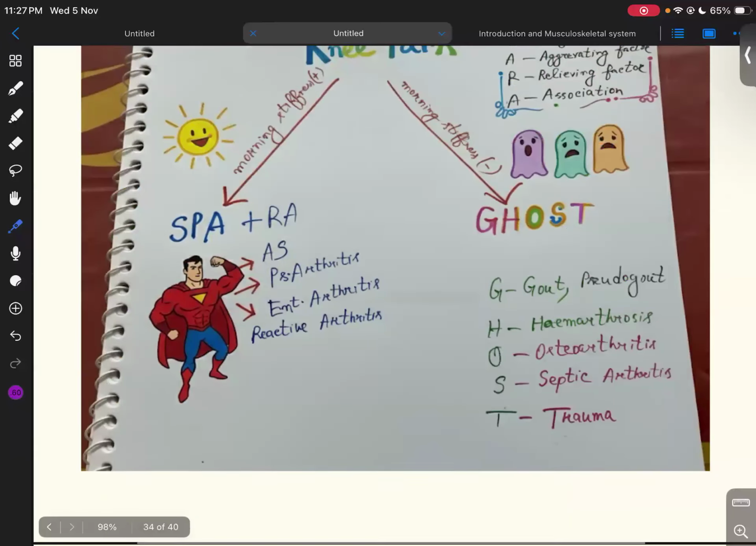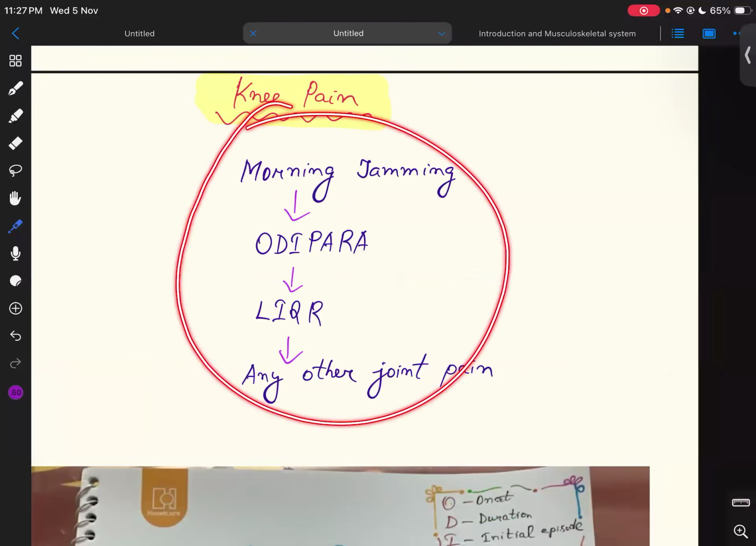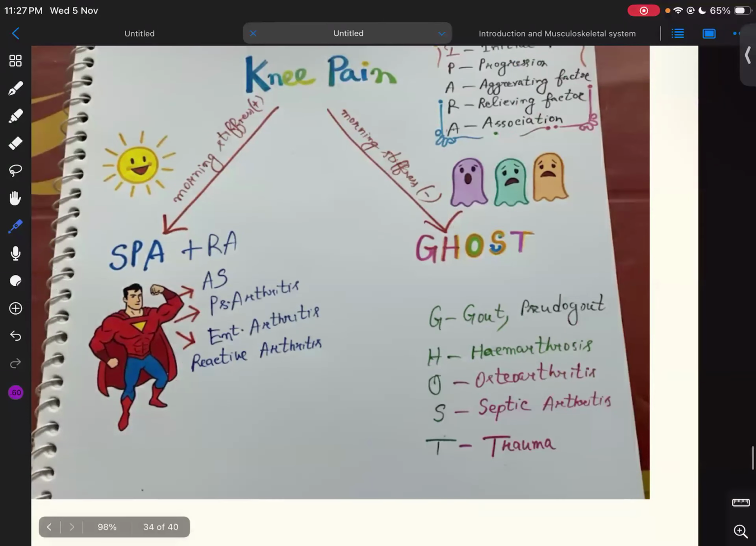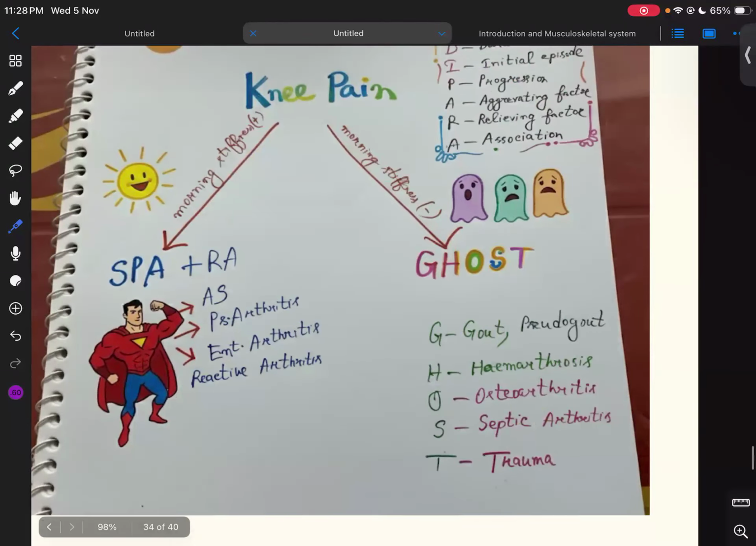Okay. So in this way, we have to know how to approach each case separately, what differential diagnosis we have to think of, and how to rule out each differential diagnosis by asking screening questions for each. Then you can proceed to the examination.